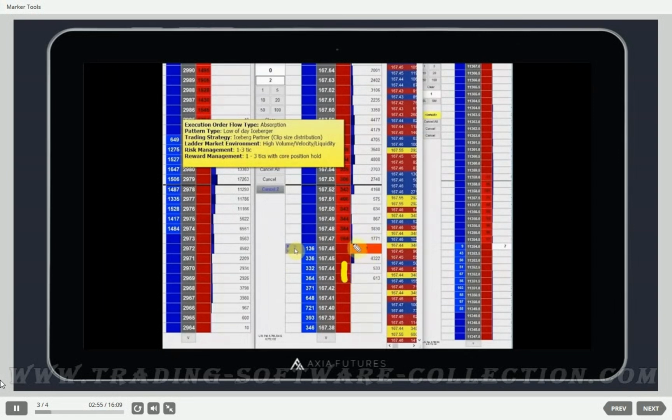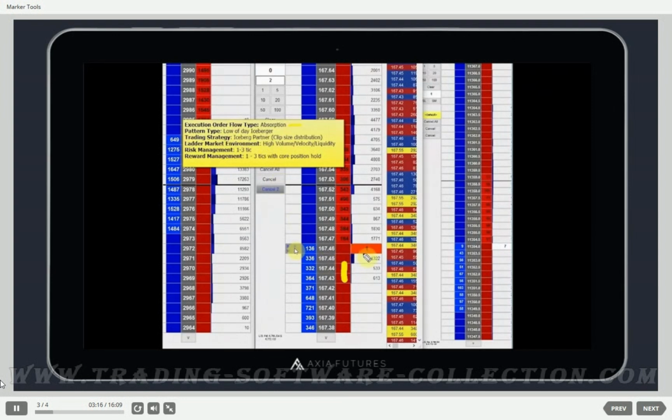And in the beginning, we're noticing a very large amount of exchange happening at a fairly rapid pace. And rapid pace being defined by how many lots are being traded, in this instance, per second. So the play that we're looking at here is an absorption play. The pattern type is a low of day iceberger.